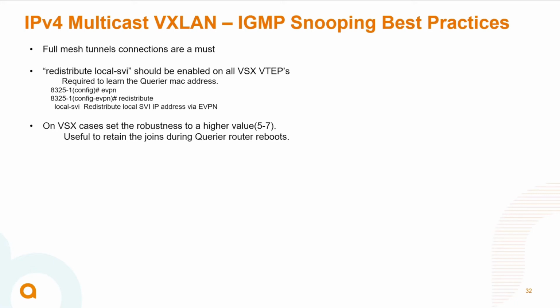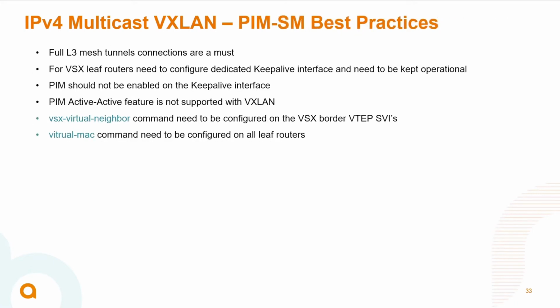And for PIM SM, again, the full mesh tunnel requirement is a must. Then, just like I said, the keepalive interface needs to be configured and kept operational for a VSX. It is recommended not to enable PIM on the keepalive interface. You need to configure the keepalive interface, but PIM should not be enabled on it. So that is the recommendation.